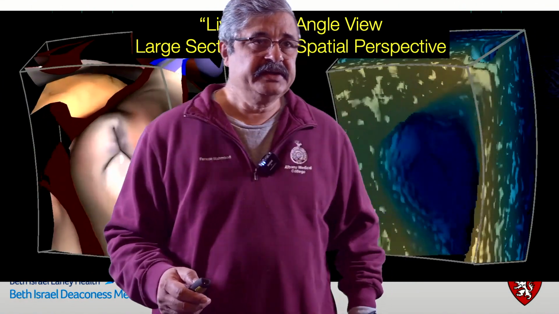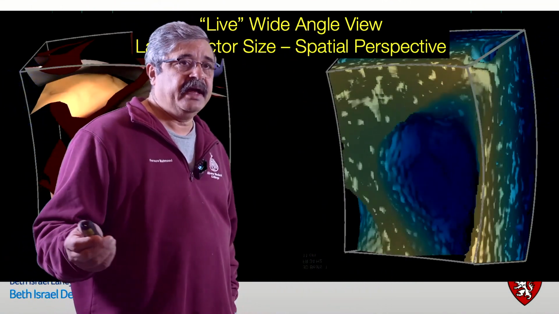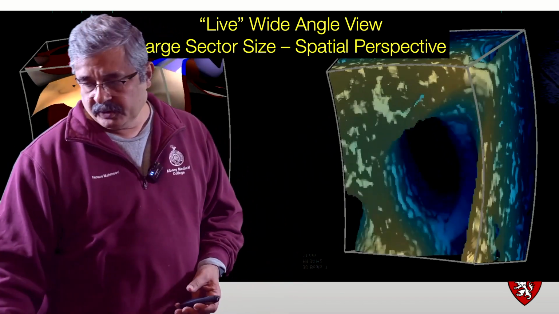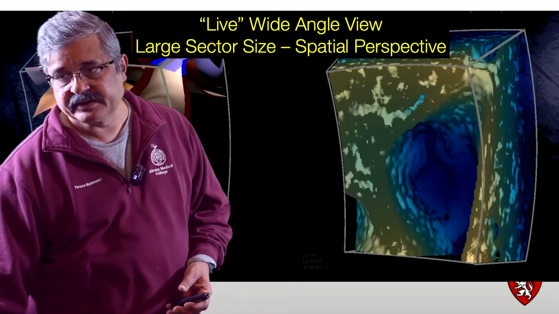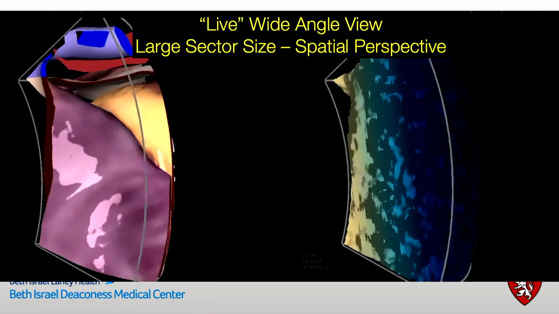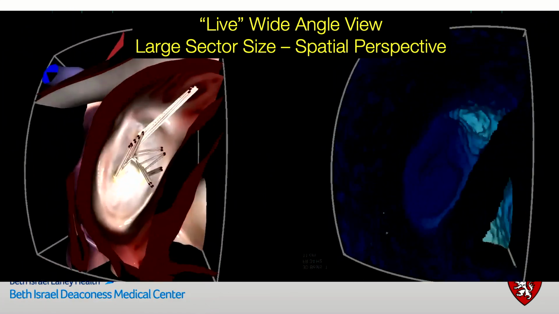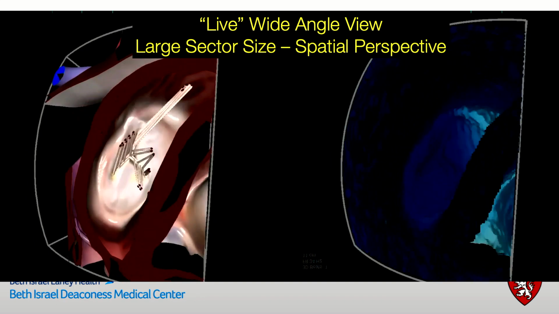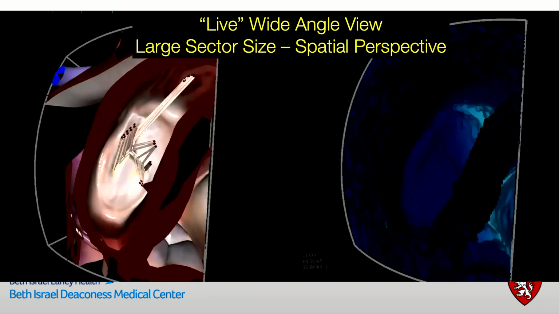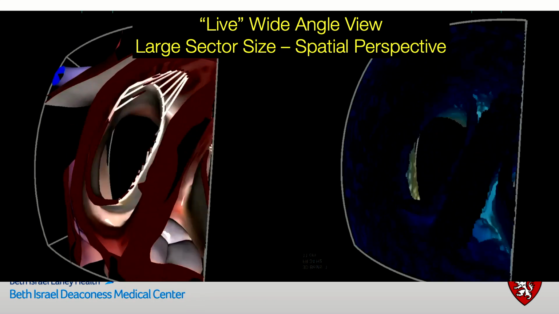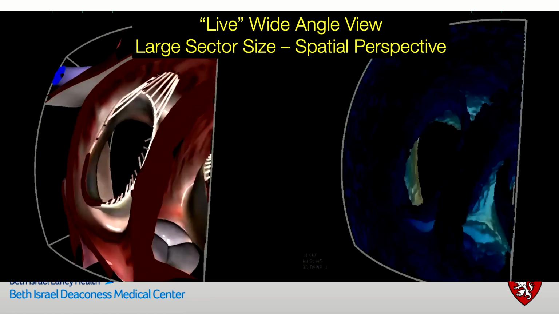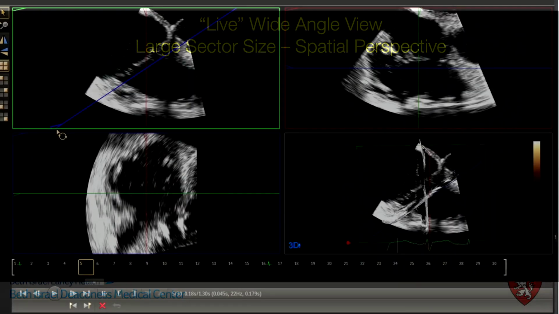As you can see, this is again a live wide angle view. This is because we need to see all the leaflets, so the most important thing here is the sector size. We tend to see the entire sector and look at all three leaflets. The one next to the aortic valve is the anterior, then the septal, and the posterior leaflet, and this forms the basis of our identification of tricuspid leaflets during a three-dimensional examination.